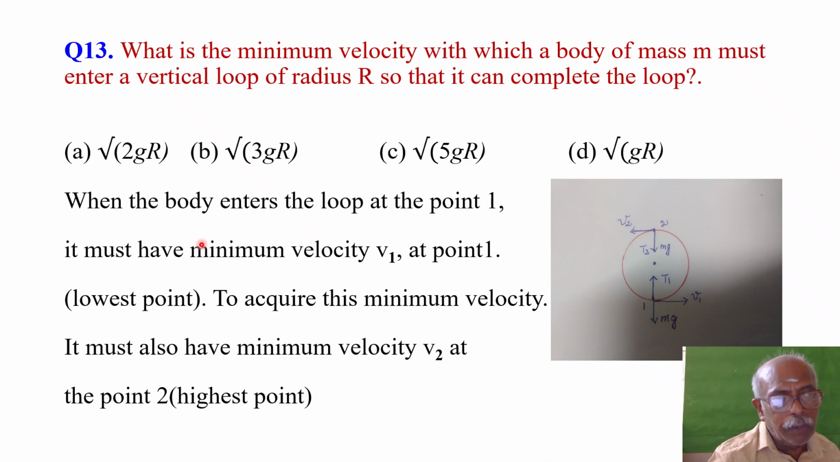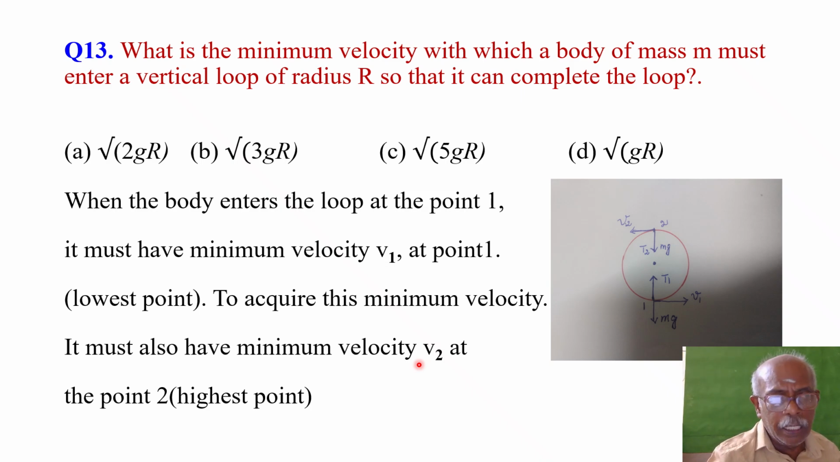When the body enters the loop at point 1, the lowest point, it must have a minimum velocity v1. To acquire this minimum velocity, it must also have a minimum velocity v2 at point 2, the highest point. It doesn't mean that v1 and v2 are equal. They are not equal. For this point, v1 is the minimum velocity, and for that highest point, v2 is the minimum velocity. They will have different values.